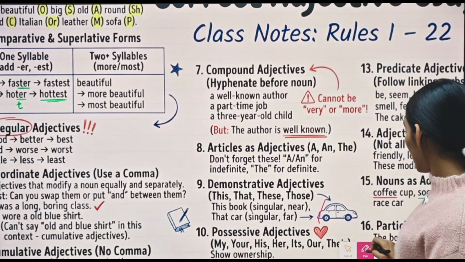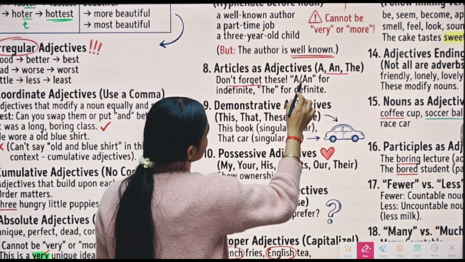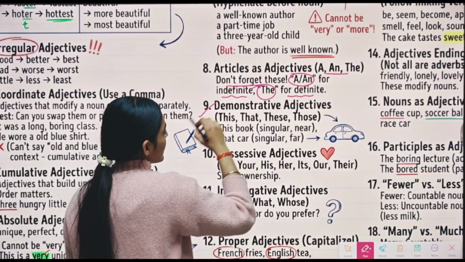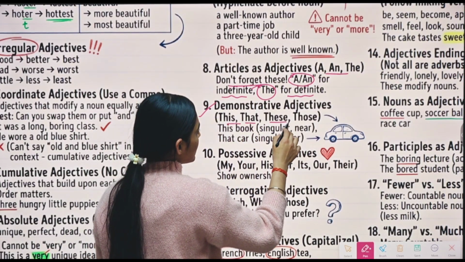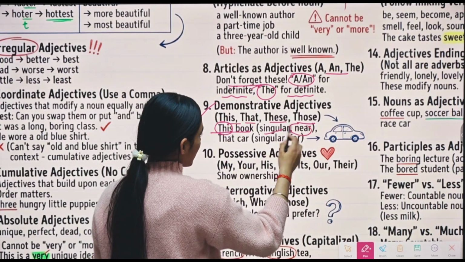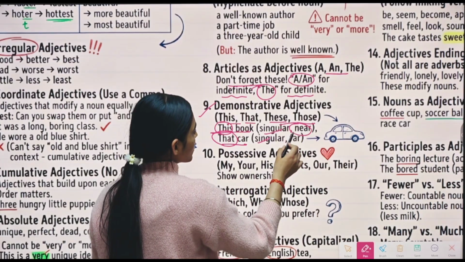Now let's see the eighth one, which is articles as adjectives: a and the. Don't forget these. A and an are indefinite and the is for definite. And in demonstratives, I told you this, that, these and those. This book: this has been used for singular and the near one, and that car: that has been used for singular and for the far one.